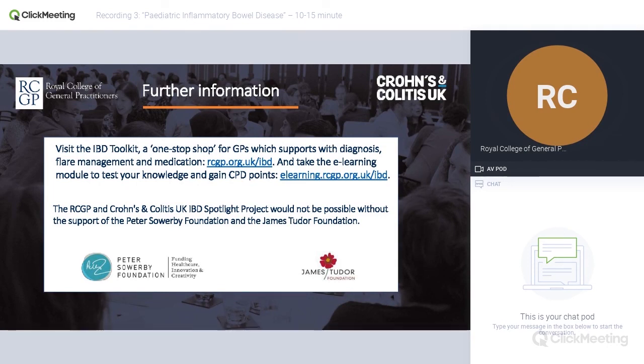And there's much more information on the RCGP toolkit, which is www.rcgp.org.uk/IBD. And on there you can find all sorts of information about all aspects of IBD care and links to all sorts of other bits and websites and charities and organisations that can help us support our patients.